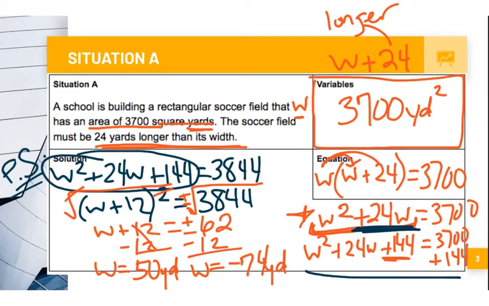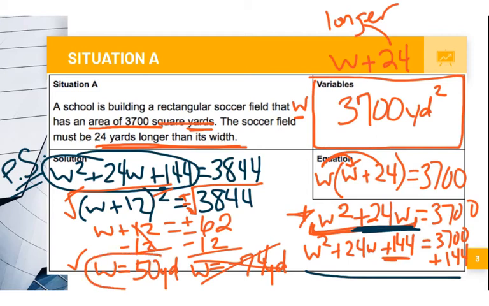So can I have a width of 50 yards? Yeah, I can, right? Okay. Can I have a width of negative 74 yards? No, I cannot, even though mathematically it's cool, right? It actually doesn't exist in real life.